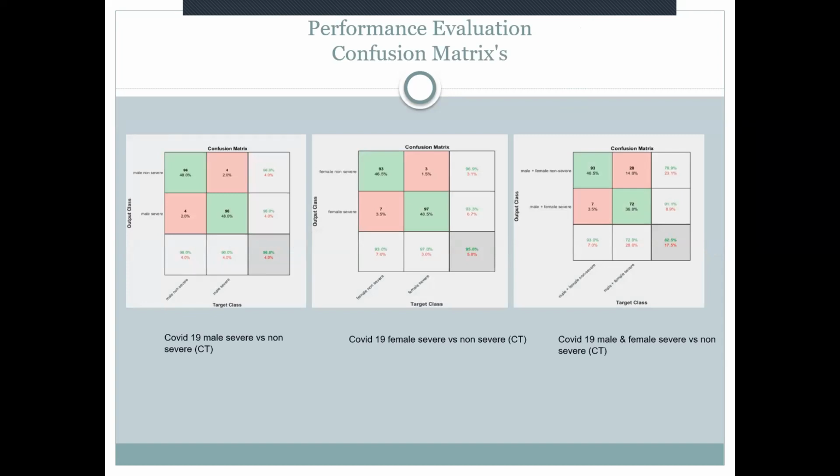So from the confusion matrix, you can clearly see the true positives and the true negatives, the false positives, and so on. The true positive was 96 in this case, and the false positive was just 4. False negative was 4, and then the true negative was 96. And similarly this holds for the male severe versus non-severe, and also it was similar to the female severe versus non-severe case. But when we come to the one in which we didn't consider the gender, the mixture of the genders, we discovered that there were more false positives and more false negatives.